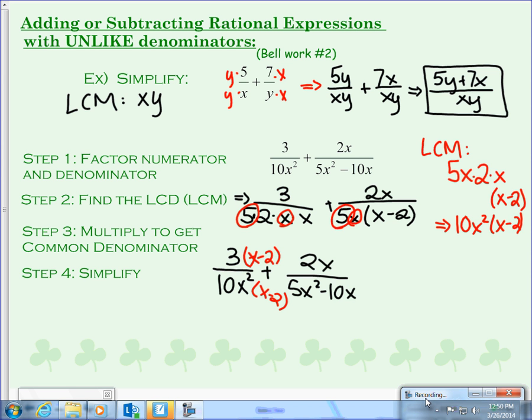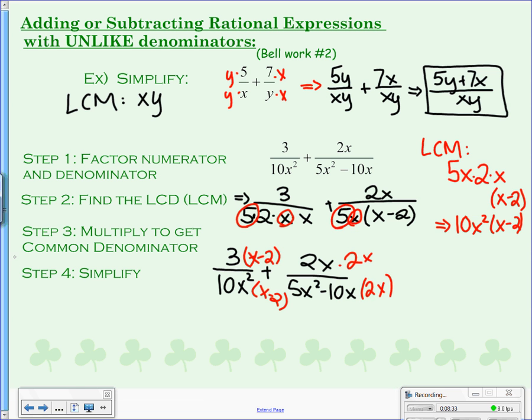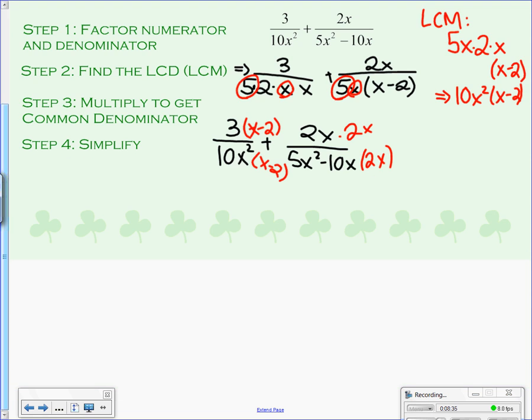So you have to ask yourself, what times 5x would be 10x squared? And the answer to that is 2x. So that's what needs to be multiplied on the top and on the bottom. All right, so let's go through and actually multiply by what is in red and get our common denominators. Then we'll add them together.